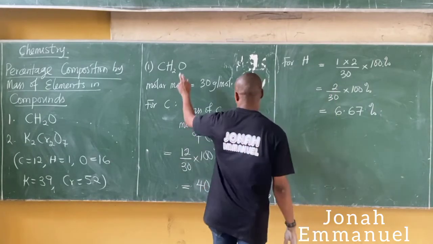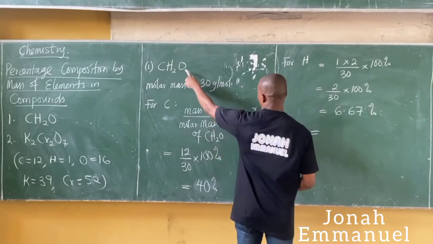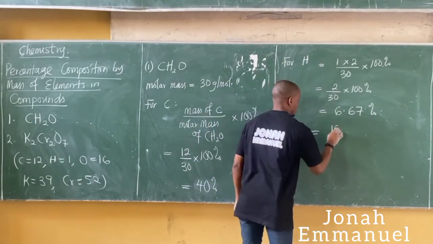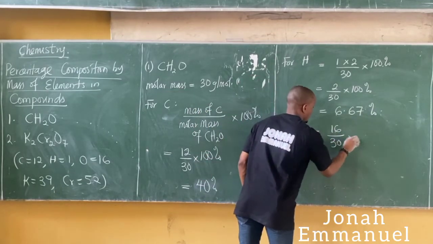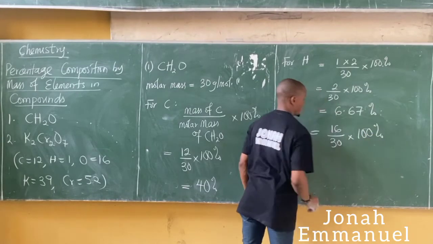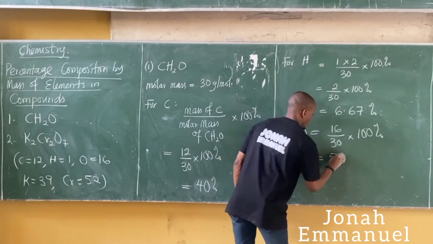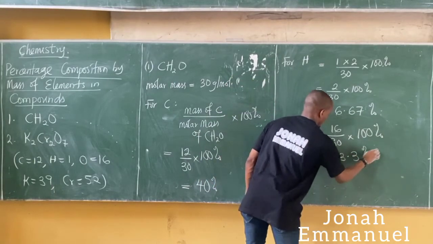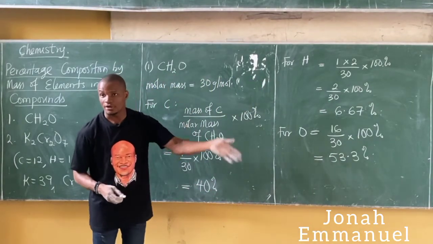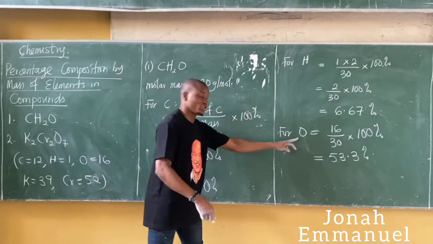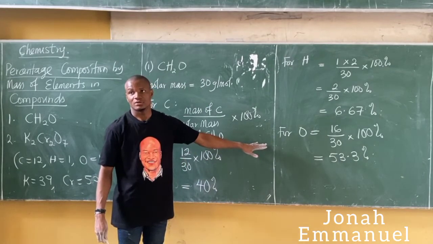6.67%. Finally, for oxygen, that's the mass of oxygen, 16, all over the molar mass of the compound, 30, times 100%. This is the final answer: 53.3%. Alright, so I said in the case of JAMB, you'll not be asked to find all of them. You have to find one. If they say oxygen, get the molar mass first and go straight to oxygen. You don't have to do all of them.